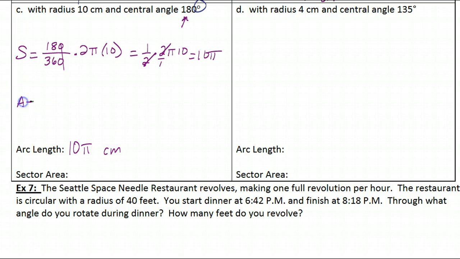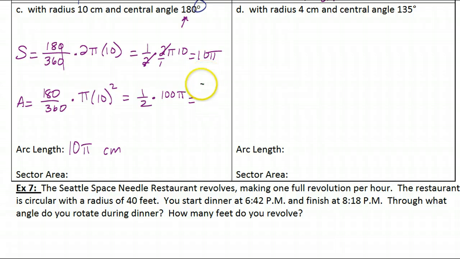And my area, angle over 360 times pi times radius squared. Again, it's the same exact fraction we just used. So that is 1/2, and then 10 squared is 100. Now think about it. What's half of 100? It's 50. So 50 pi centimeters squared.